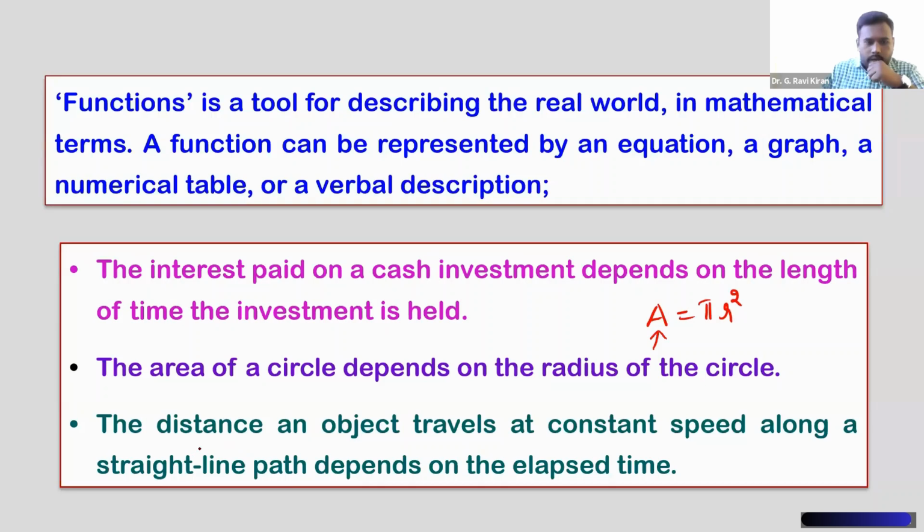Similarly, the distance an object travels at a constant speed along a straight line path depends on the elapsed time. So the distance traveled depends on elapsed time, and you can represent distance in terms of time. These are all simple examples which you can see around us, represented in mathematical terms, or in terms of functions.